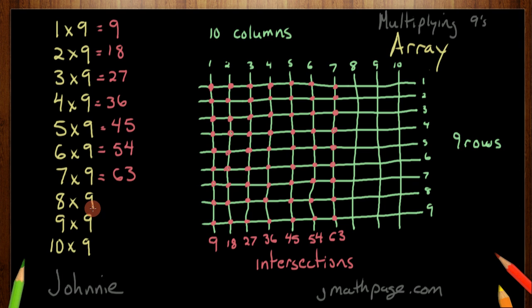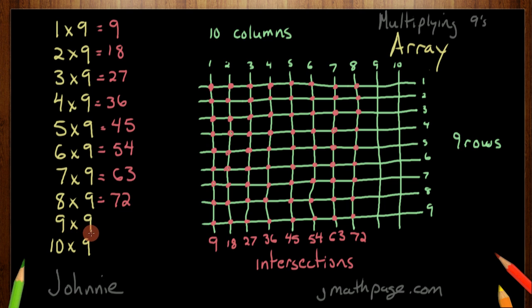What about 8 times 9? 8 columns by 9 rows. Okay, here's our 8th column. Let's mark off all the intersections. Okay, we had 63 before. Now we have 64, 65, 66, 67, 68, 69, 70, 71, 72. So 72 intersections. So 8 columns and 9 rows gives us 72 intersections.